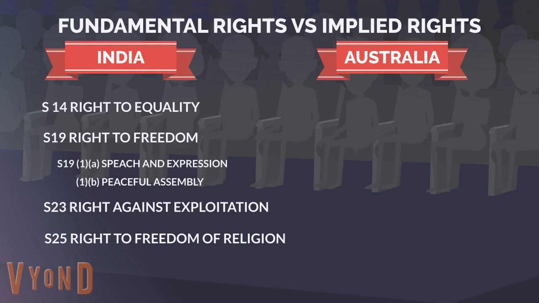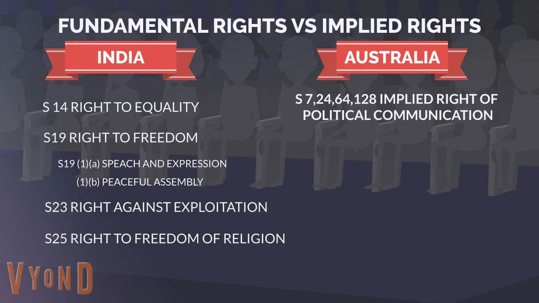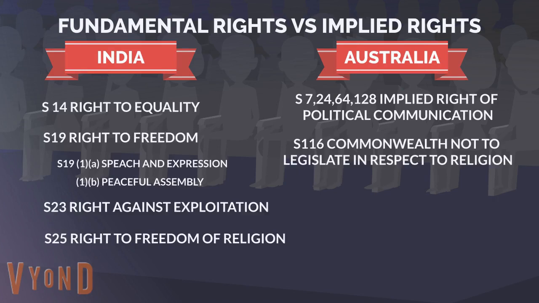On the right, we can see that Australia has implied rights, which are Section 7, 24, 64, and 128. Together, this makes an implied right of political communication available for Australian citizens. In addition, Section 116 states that the Commonwealth will not legislate in respect to religion.